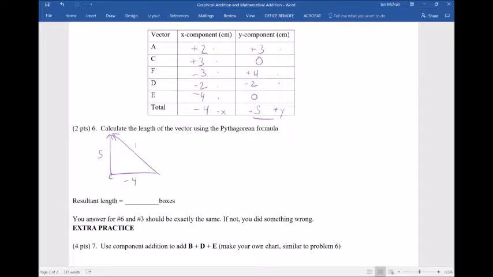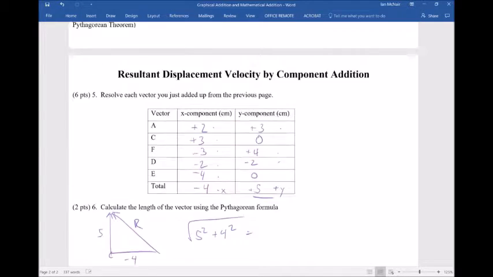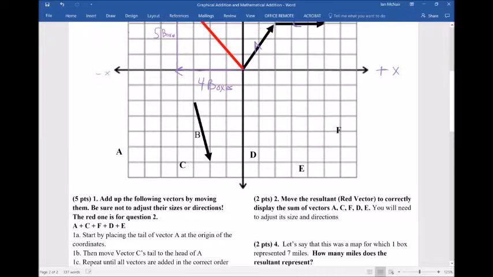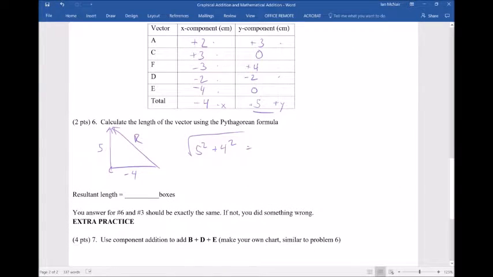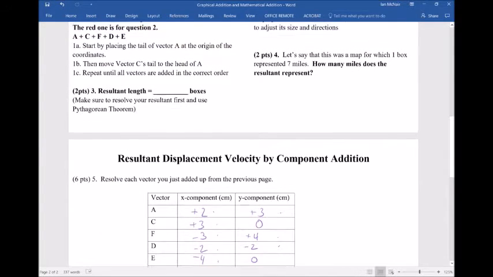This is our R. So again, we do 5 squared plus 4 squared, and we already know what this is going to equal, our resultant, which I believe was like 5.8. But just to do it again, because I deleted it, we get the square root of 41. And that gets 6.4 boxes. And so that was the exact same as our 6.4 here.